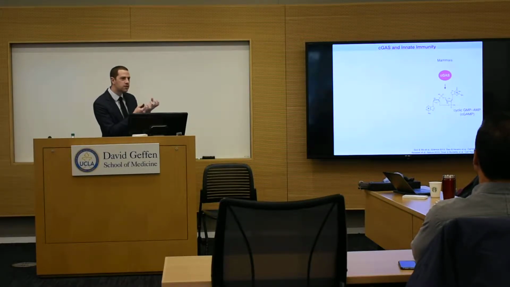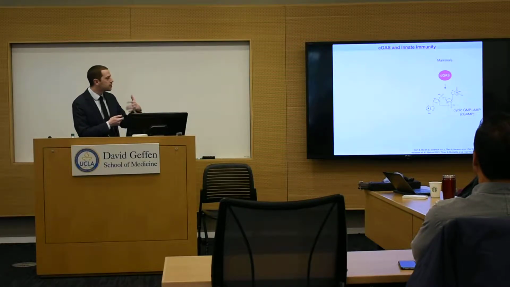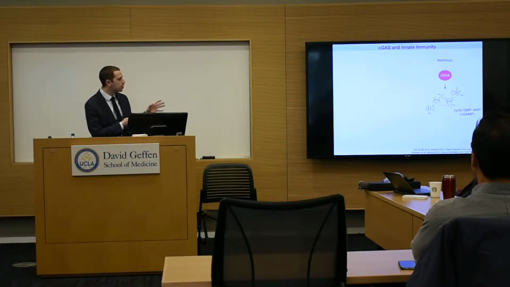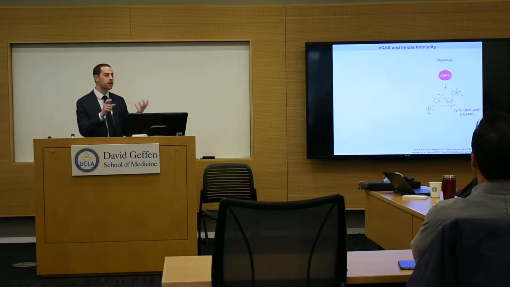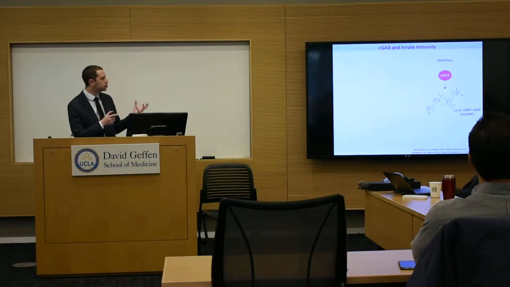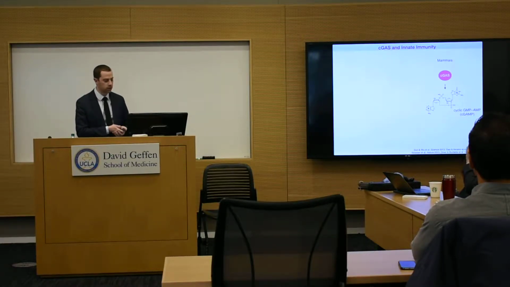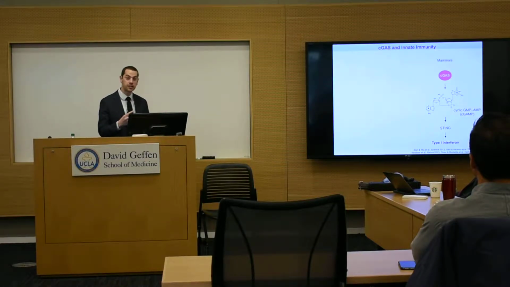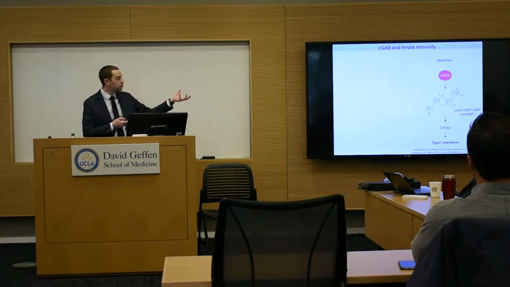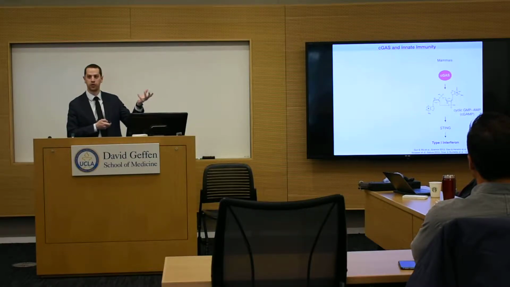Upon interaction with double-stranded DNA, C-gas becomes activated to synthesize this molecule that I'm showing you here, cyclic GMP-AMP, or C-GAMP. C-GAMP is made from the cyclization of ATP and GTP into this molecule, where it then acts as a nucleotide second messenger that can diffuse throughout the cytosol, bind the protein receptor sting, and elicit type 1 interferon.